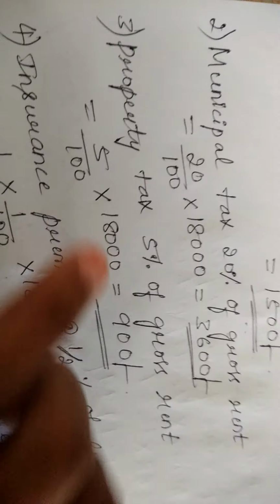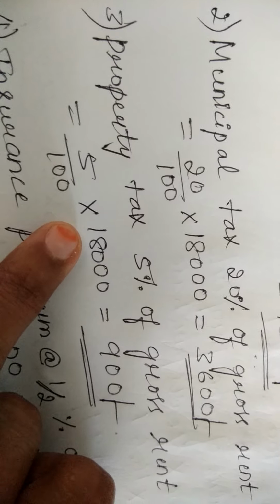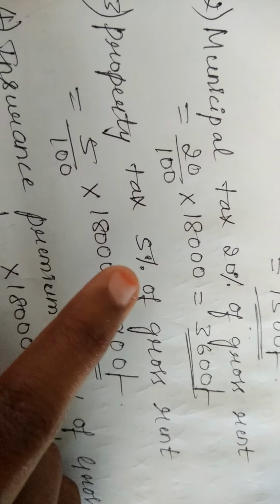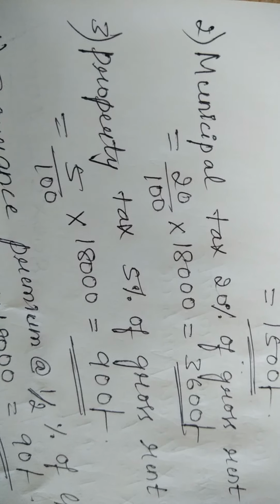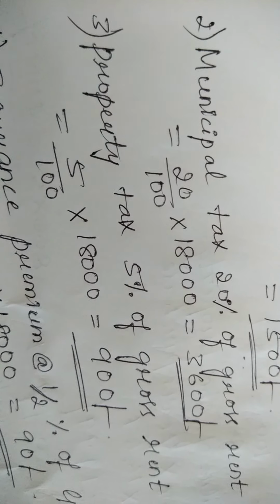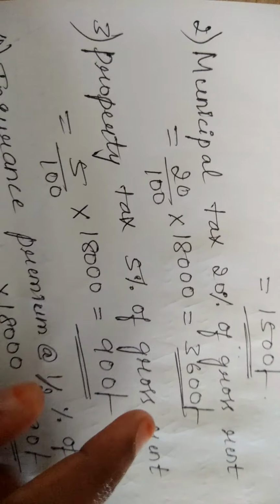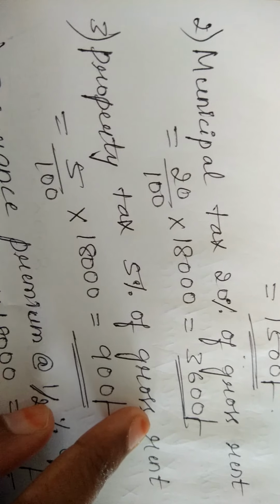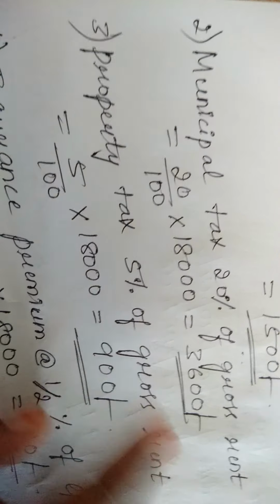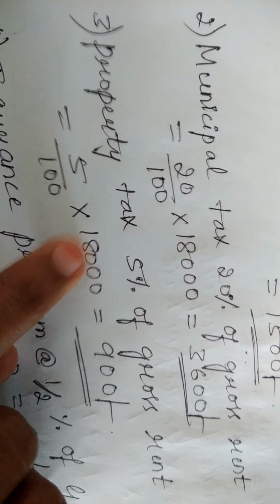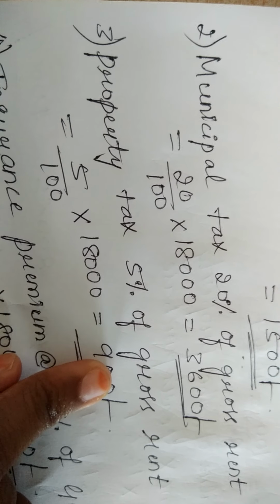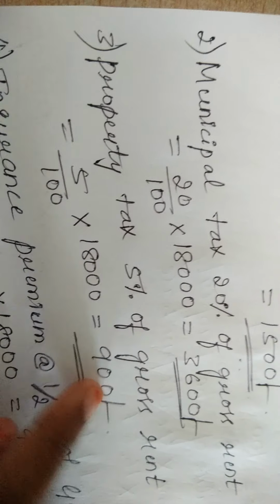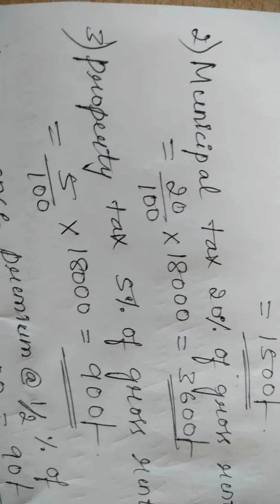Then number 3, the property tax of a building will be considered as 5% of the gross rent. Again, we will be taking the gross rent of the building for 1 year, which is 18,000. The 5% of 18,000 gives you a value of 900 rupees. So 900 rupees of property tax has to be paid by the owner to the government.